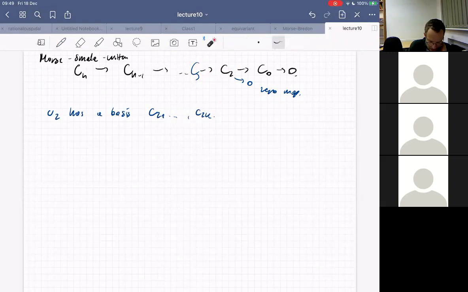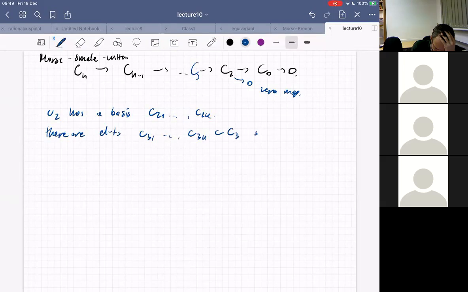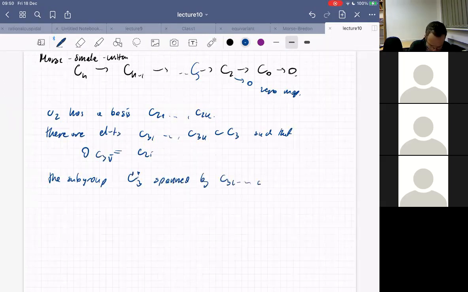So there are elements c_{3,1}, ..., c_{3,K} in C_3 such that the boundary of c_{3,i} is c_{2,i}. Now I look at the subgroup spanned by c_{3,1}, ..., c_{3,K}. It is a direct summand of C_3.